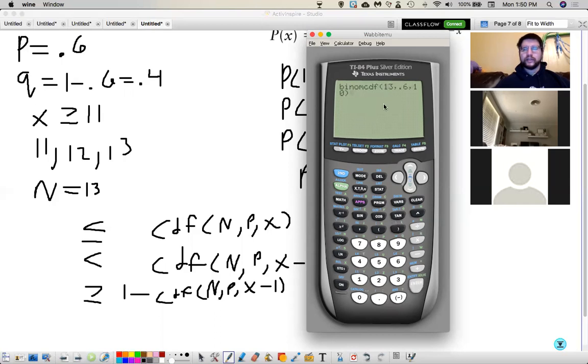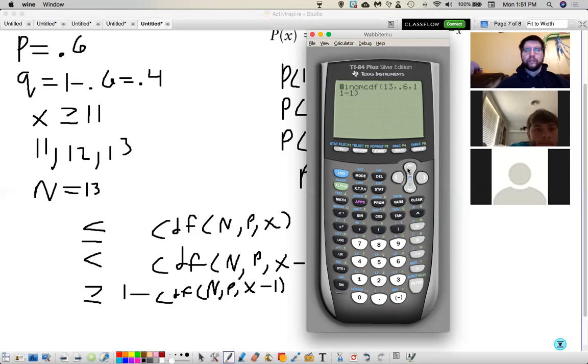So this is what you're going to see on the TI-83. It's nPX. So we need 1 minus nPX minus 1. That's why I put a 10 here. You could just put 11 minus 1.